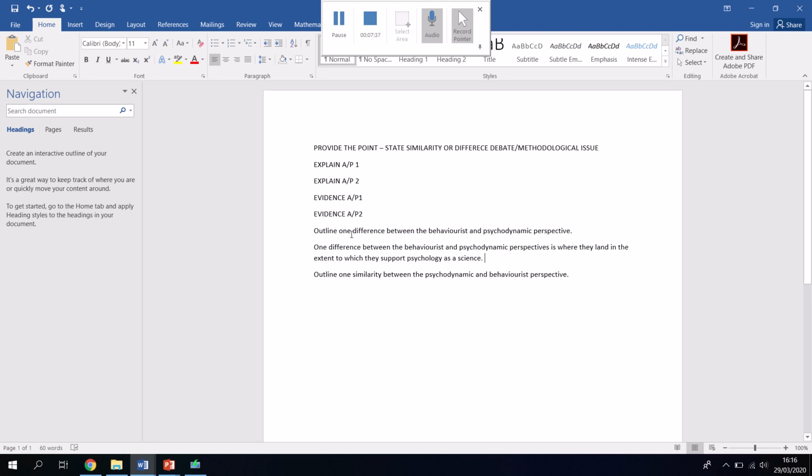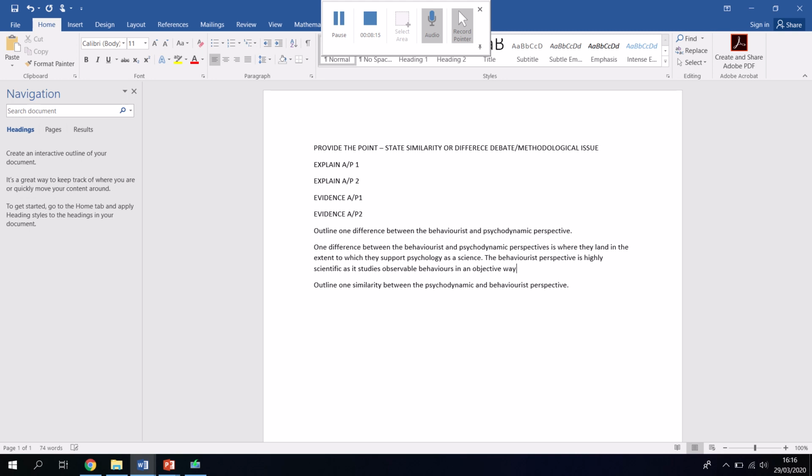Then I need to ensure that I explain this for both of my approaches or perspectives. So I can say that the behaviourist perspective is highly scientific, as it studies observable behaviours in an objective way.